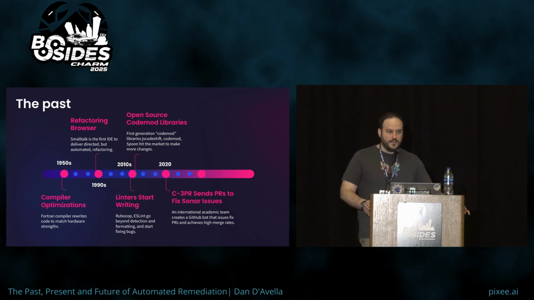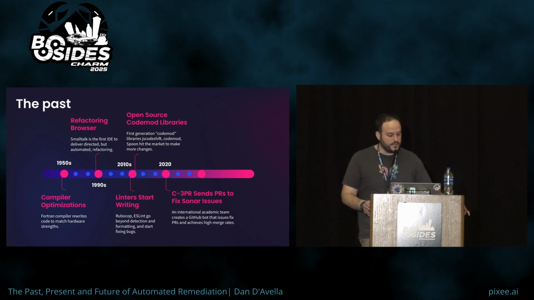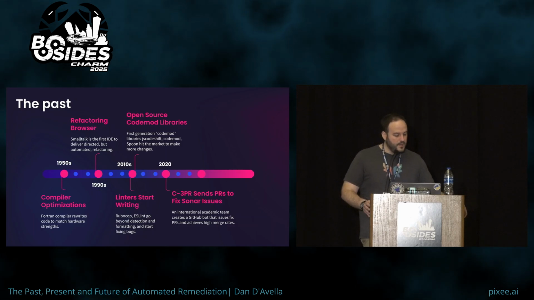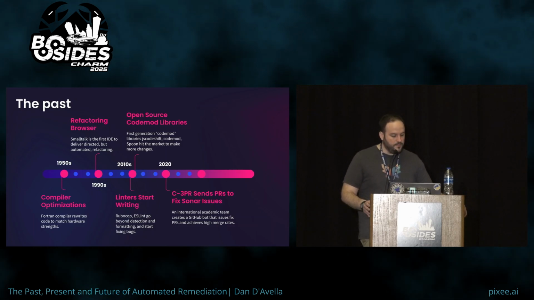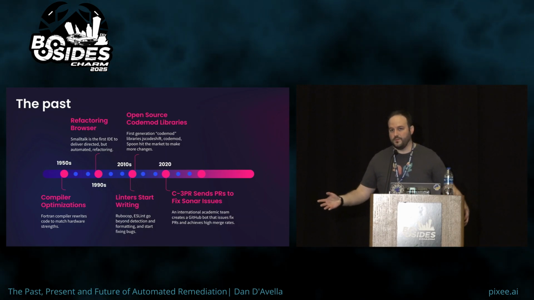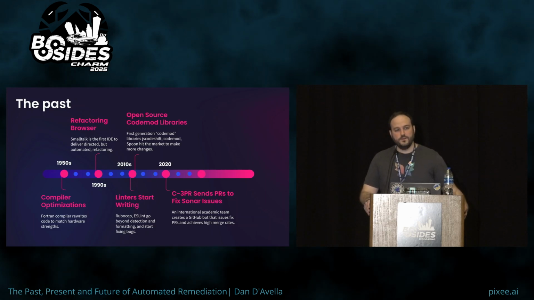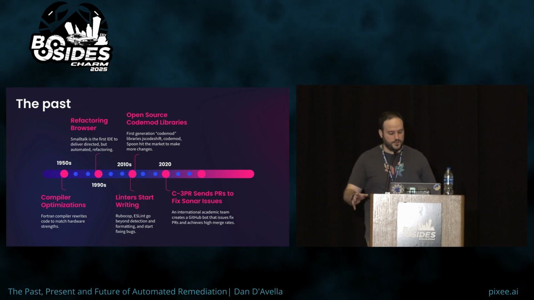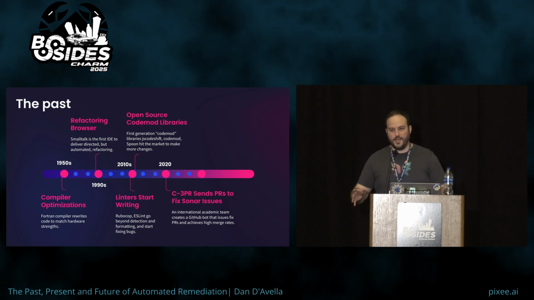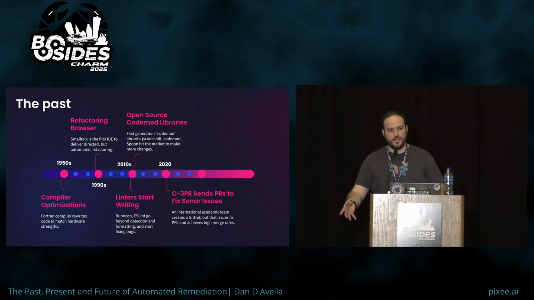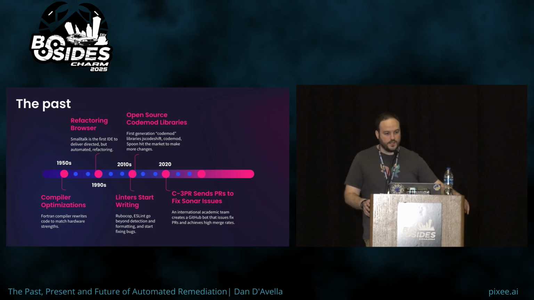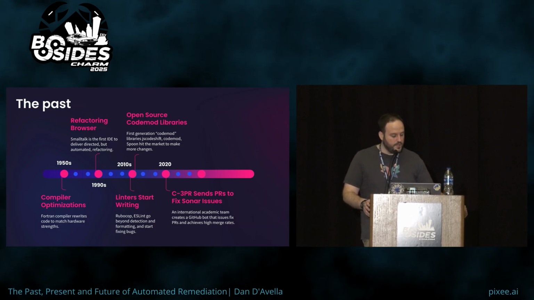But the idea is that it's going to send pull requests that fix Sonar issues. So this was an academic team. It's a GitHub bot that they built, but I assume many of you are familiar with Sonar as a code scanning tool. It finds code quality issues. It also finds security issues. And their goal was to automate the remediation of those issues, taking the output of Sonar and creating pull requests that developers can merge.